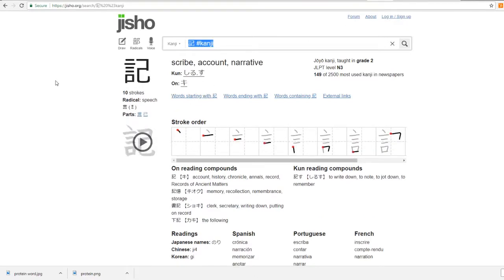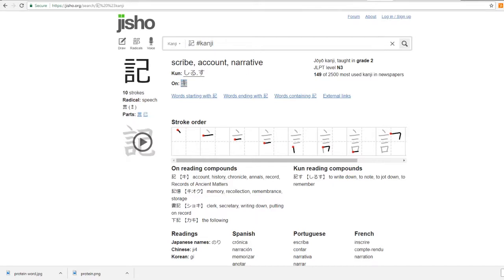Next one we're going to look at is scribe. So this is say and serpent. So you can't trust what a serpent says, so you're going to have to get a scribe to write it down. Or another thing you could think of is that serpents have no arms, so they need a scribe to write down or count what they're saying at the time, because they can't do it themselves. The kunyomi for this is going to be shirusu, and the onyomi is going to be ki.